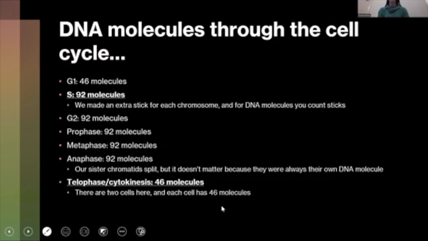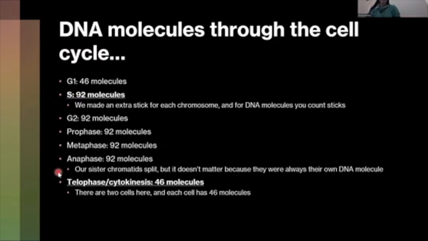So our important points for DNA molecules: in S, we double. In telophase cytokinesis, we split in half. You should notice something in comparison with chromosome counting: for both of them, telophase and cytokinesis splits it in half. The only difference is where it doubles. With DNA molecules, it doubles in S, and with chromosome counting, it doubles in anaphase.